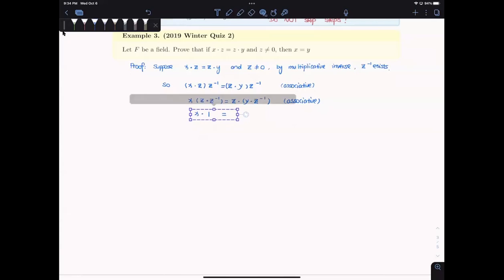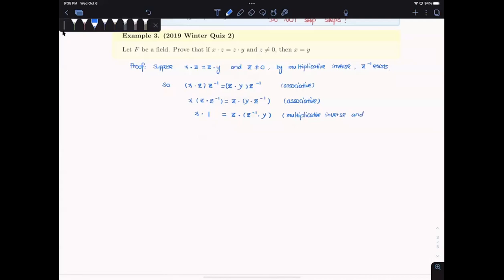And on this side I'm gonna switch the order. So this side I used multiplicative inverse. And commutative.